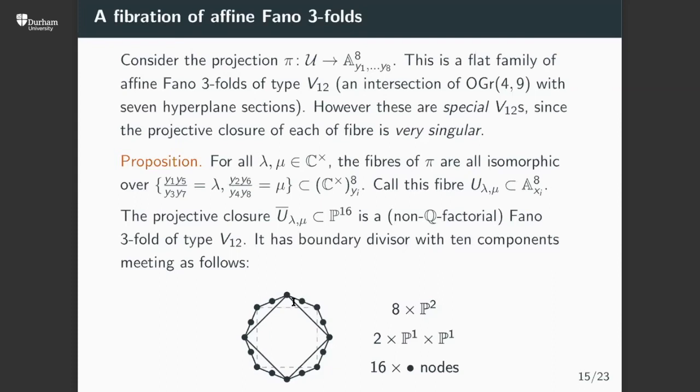So it has these 16 singularities, and the boundary divisor at infinity has 10 components. The 10 components are 8 copies of the projective plane P2 and 2 copies of P1 cross P1, that's these 2 squares. And they meet in this very nice configuration of a polytope that obviously has an 8-fold symmetry. These nodes are placed at the corners. So these singular points of this compactification are placed at the corners and along these 8 edges that go around the outside here.